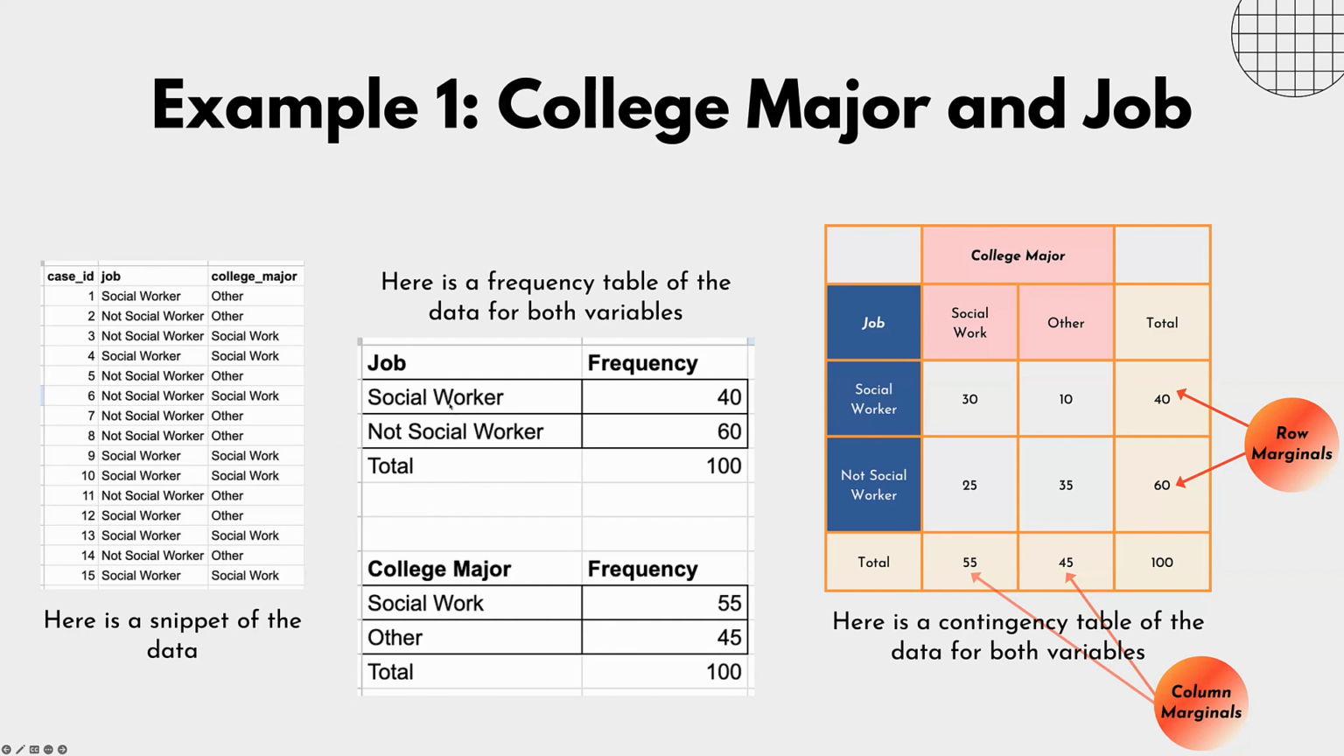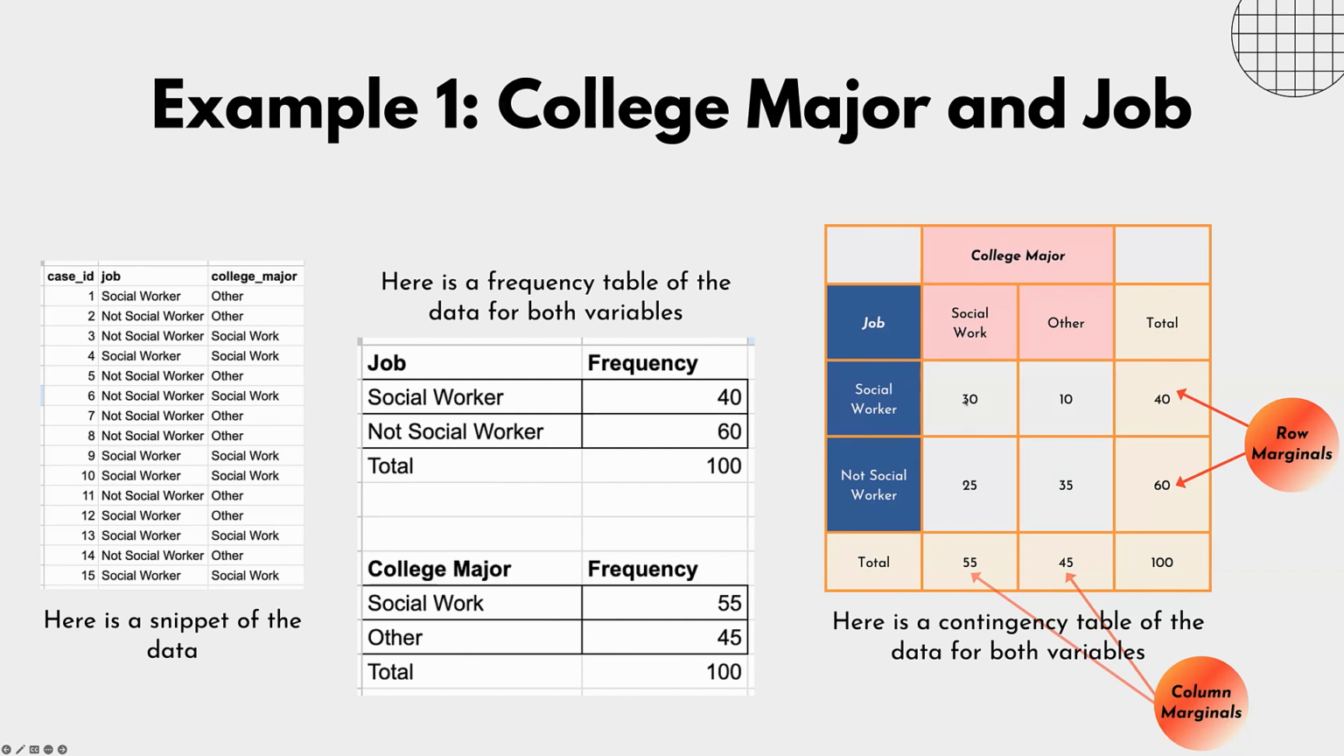So we can say the number of people who were social workers, 40, and the number of people who weren't social workers, 60. And of those same 100 people, what was their college major? Social work was 55, not social work was 45. So we can take all of that information from these two frequency tables and create a cross tabulation or a contingency table where it's lining up the values of job by the values of college major.